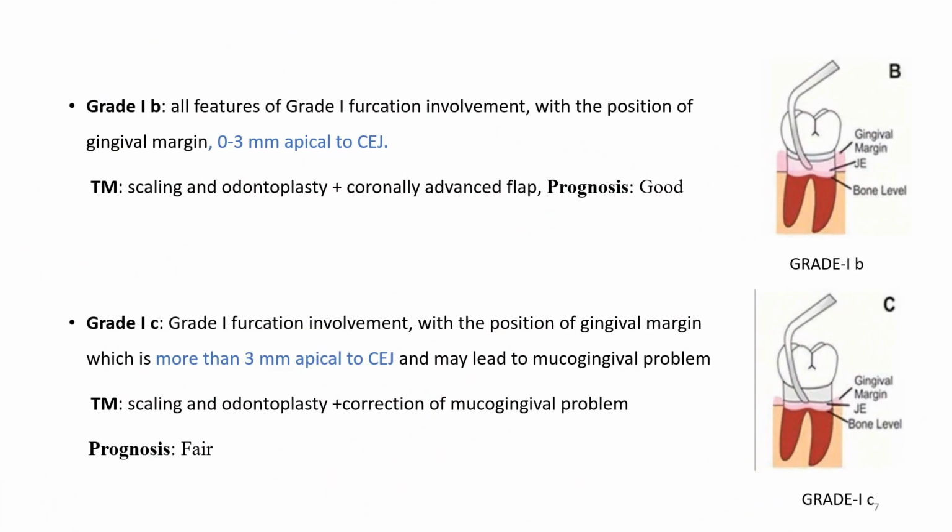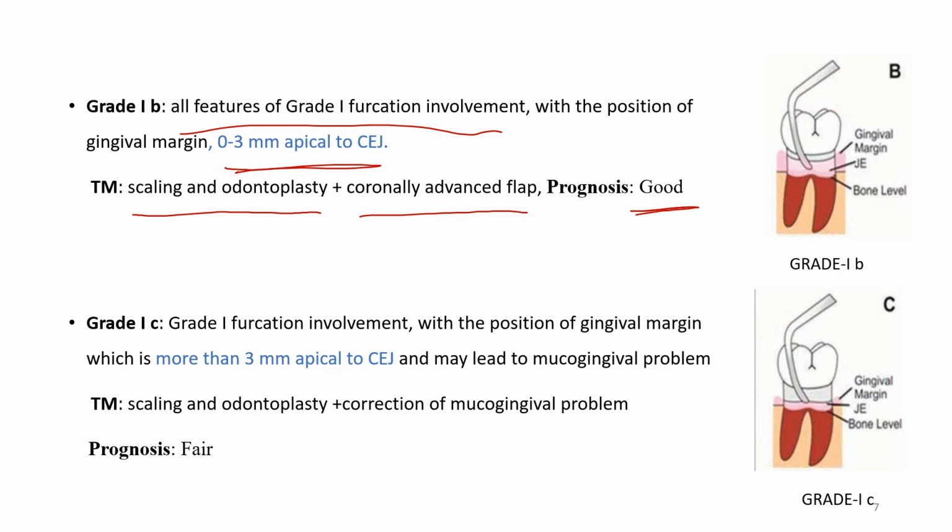Next is grade 1B. All features of grade 1 furcation involvement will be there, which we have seen, but only one difference will be there: the position of the margin. There it was coronal to the CEJ. Here also initial furcation involvement, but the position of gingival margin will be 0 to 3 mm apical to CEJ. Treatment modality here they have suggested scaling and odontoplasty plus coronally advanced flap for gingival recession. Here also prognosis will be good.